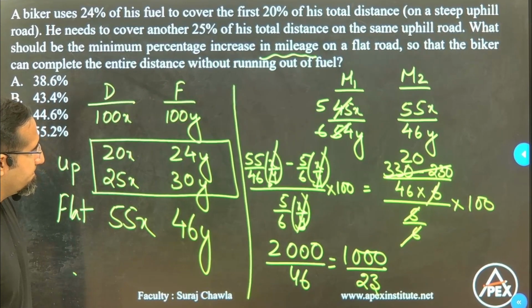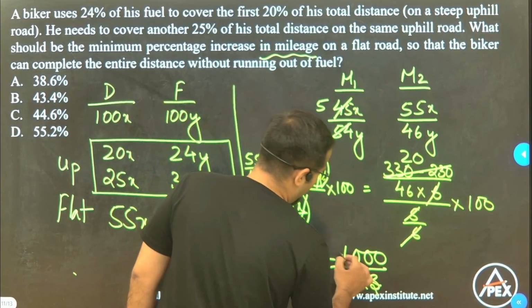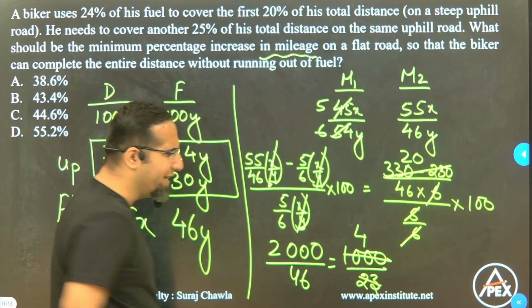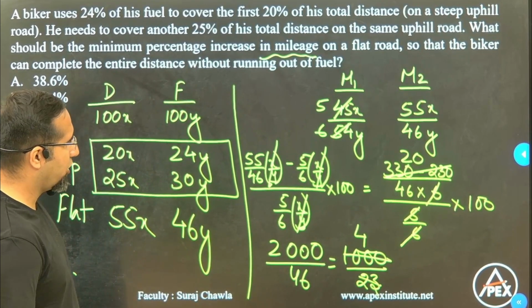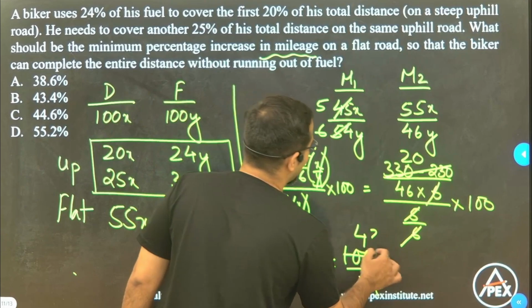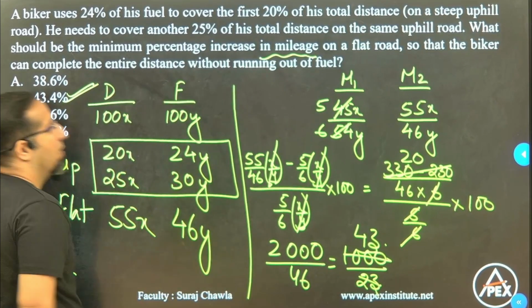Clear guys? So 23 into 4 जो है वो 92 होता है. ठीक है. So 23 4s are 92. हमारे पास बचा 80. 80 है तो फिर 23 3s are. Clear? 23 3s are 69. So this is 43 point something, and therefore your answer becomes option B.